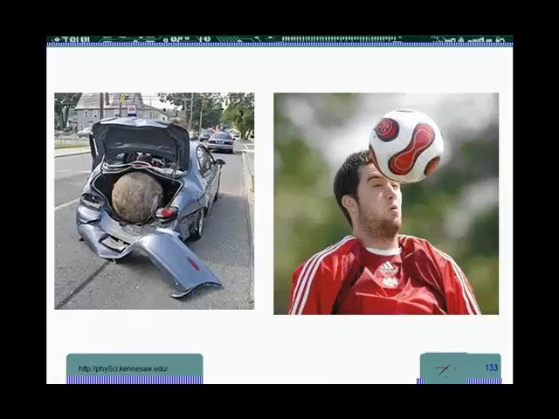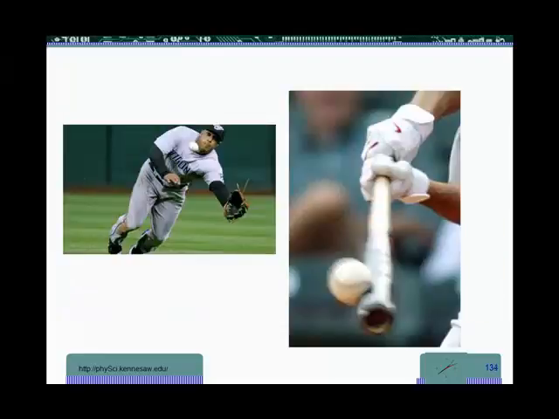Now, if you ever hit a soccer ball with the head, you know that it's going to hurt a little bit. So the action is going to be the ball hitting your head and making you a little bit woozy, and the reaction is you are changing the direction of the ball. Okay, that's soccer. Now, what about baseball?